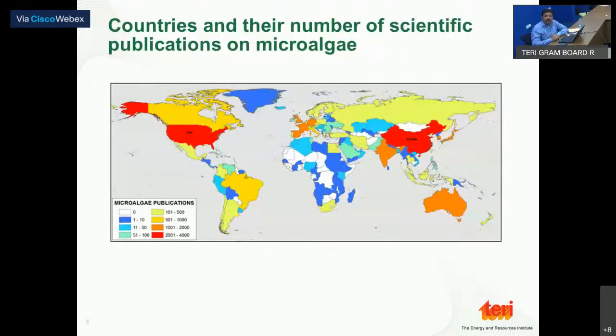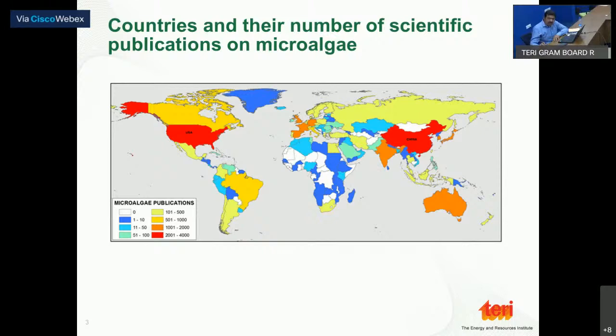And if you look at the publications from each country, yes, the maximum number is coming from the USA, followed by China, and India is doing great. It is followed by India, USA, and China, and Australia and some other countries are also performing very well in algal research.